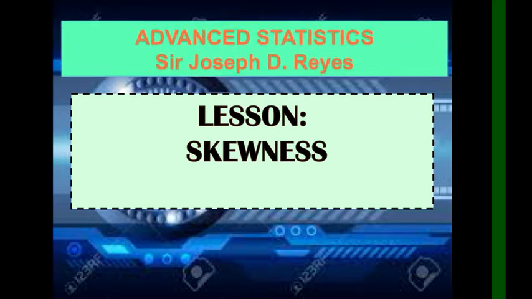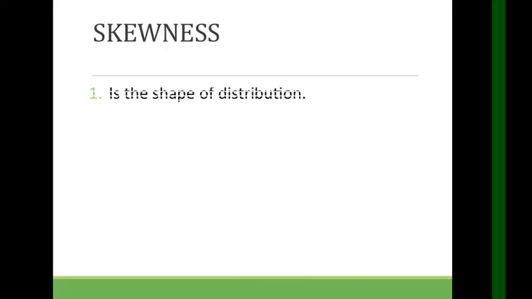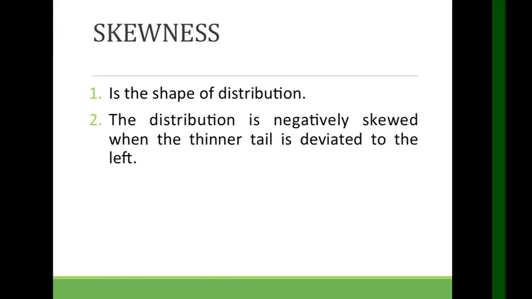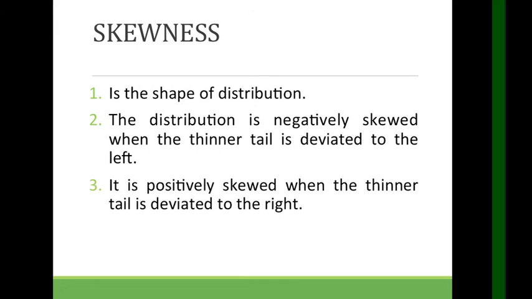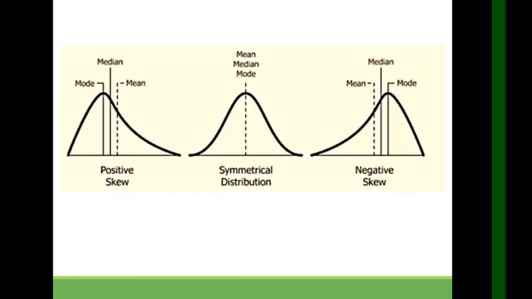And now let's proceed to our main topic for today, which is all about skewness. What is skewness? It is the shape of distribution. The distribution is negatively skewed when the thinner tail is deviated to the left. It is positively skewed when the thinner tail is deviated to the right. It is normal when it is a bell shape.